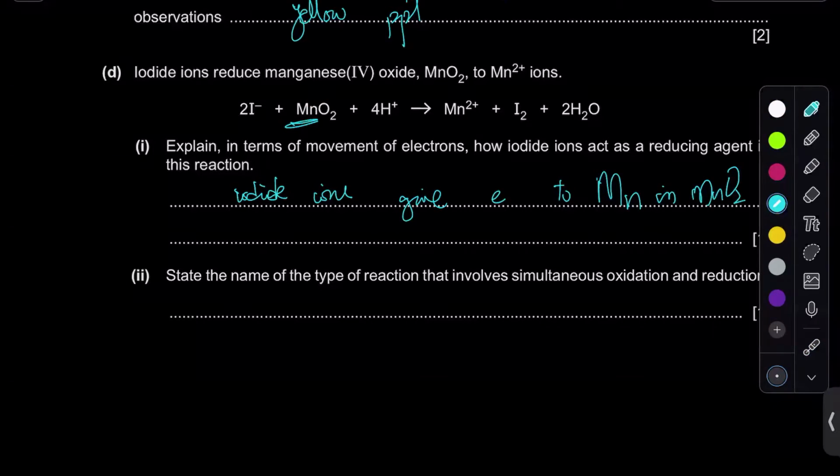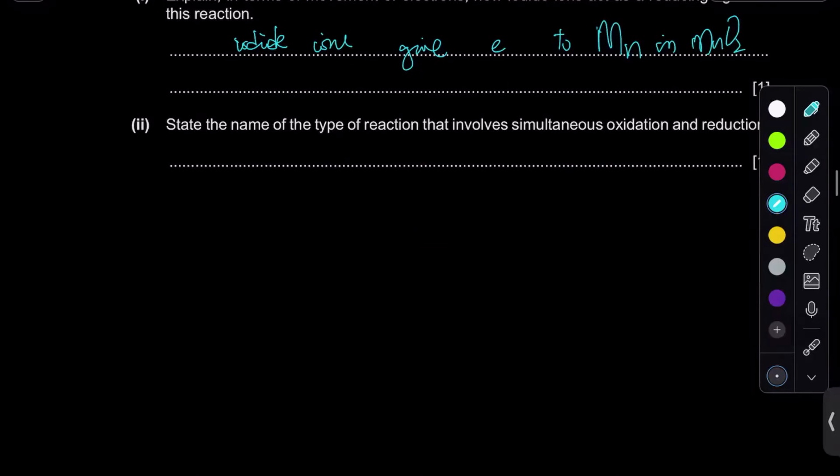State the name of type of reaction that involves simultaneous oxidation and reduction. That is basically redox reaction. Straightforward 1 mark question.